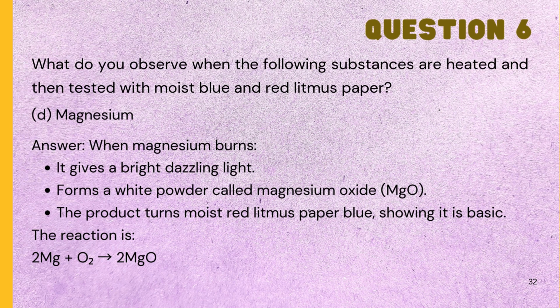D. Magnesium. Answer: when magnesium burns, 1. It gives a bright dazzling light. 2. Forms a white powder called magnesium oxide, MgO. 3. The product turns moist red litmus paper blue, showing it is basic. The reaction is 2Mg plus O2 gives 2MgO.